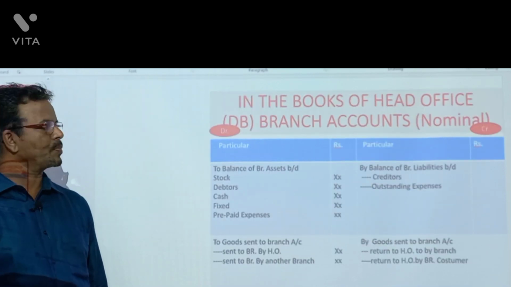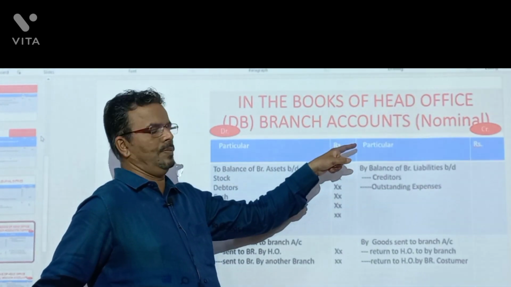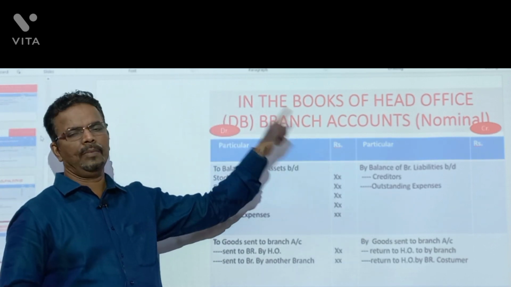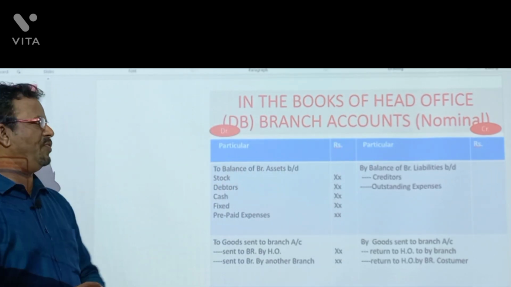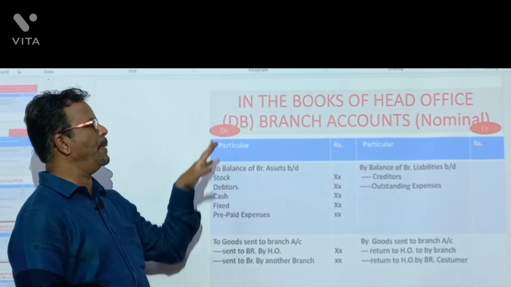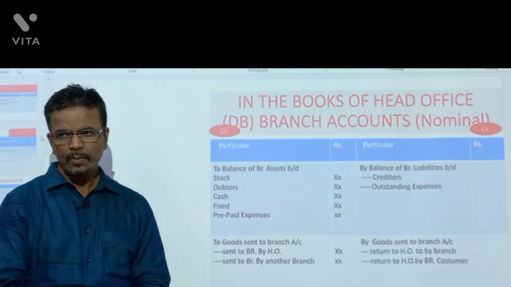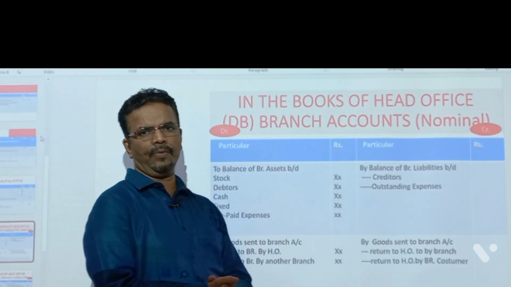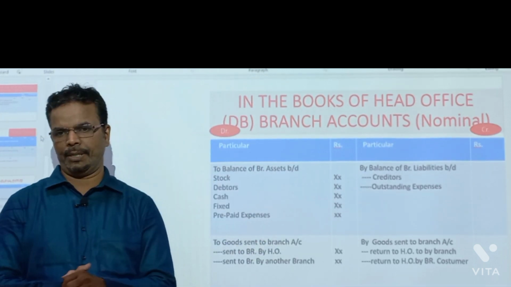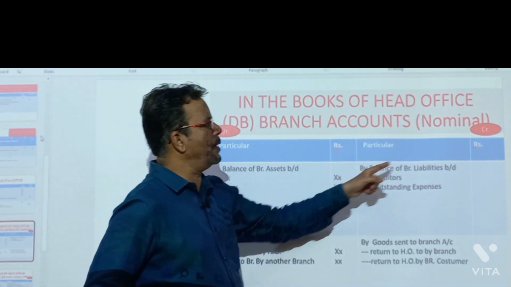Now let's see the ledger account in the books of head office, the branch account. Now this branch account is a nominal account from the head office point of view under the debtors method and dependent branch. Under the dependent branch, this is a nominal account for the HO. From that angle, we will record all transactions here. Now first, debit particular amount, credit particular amount.